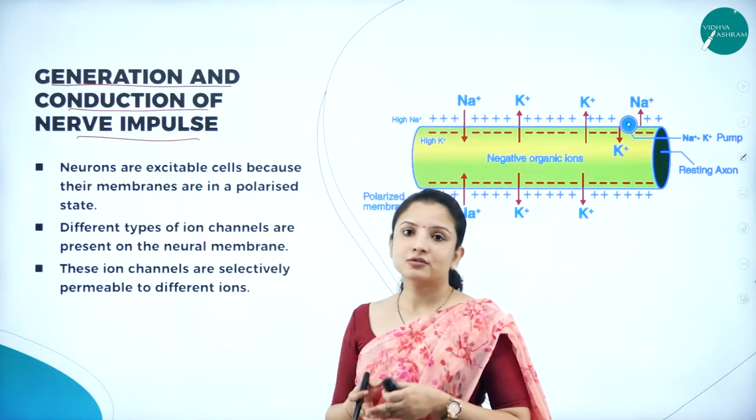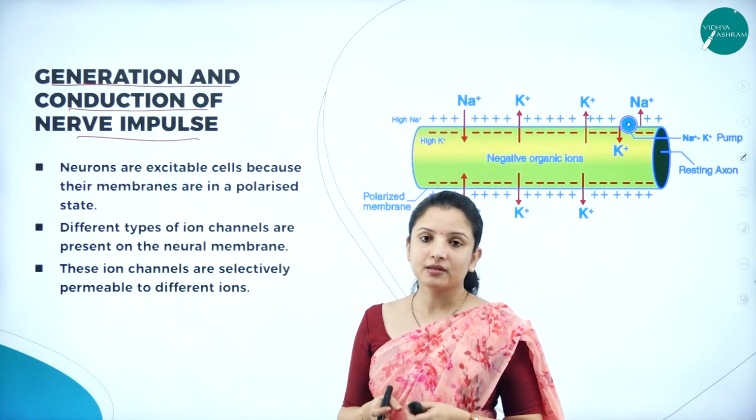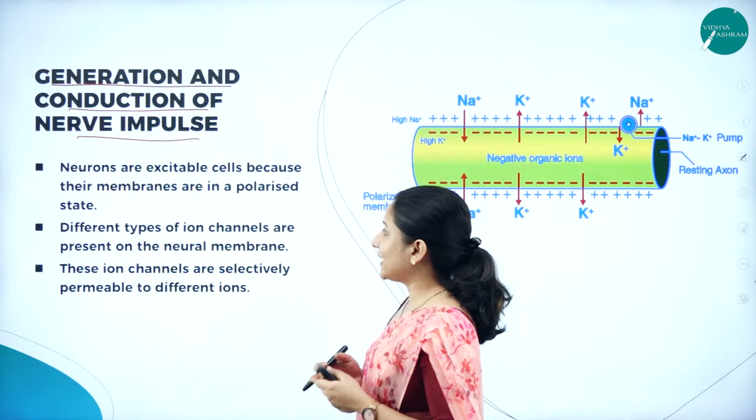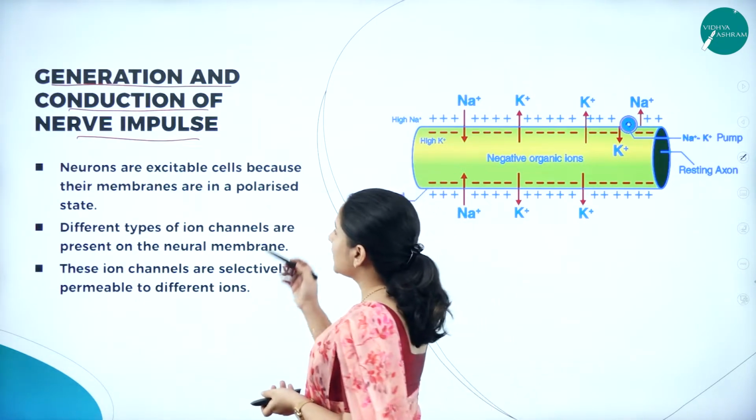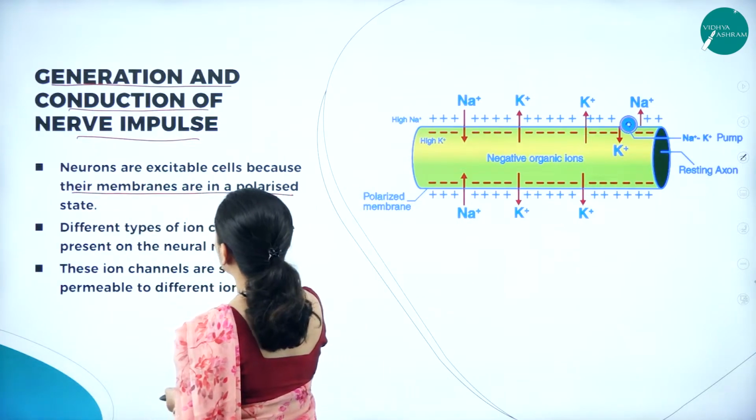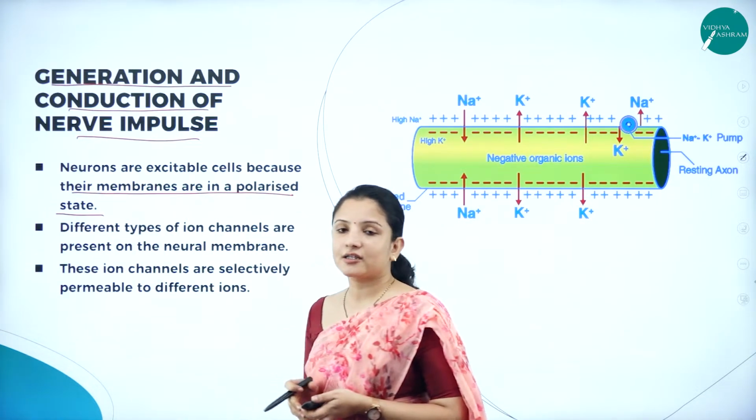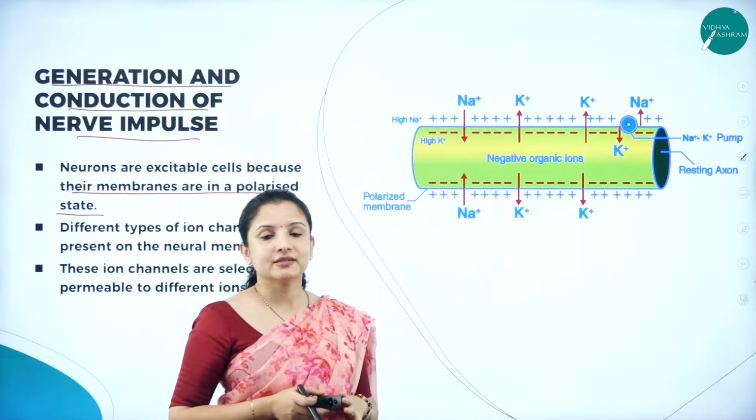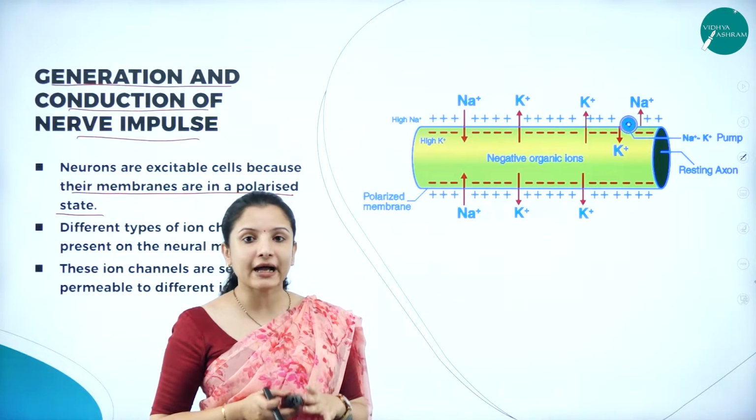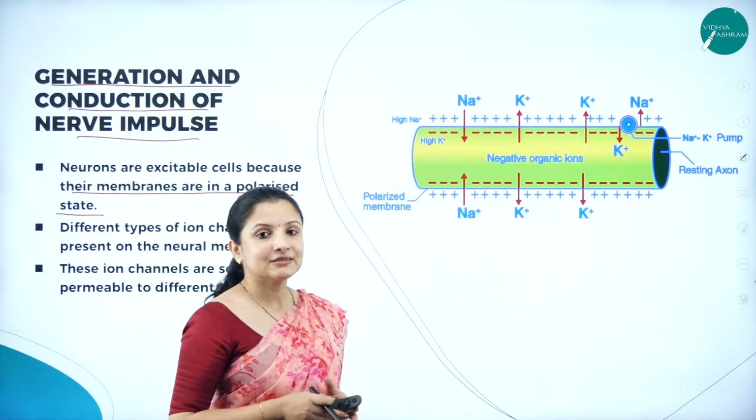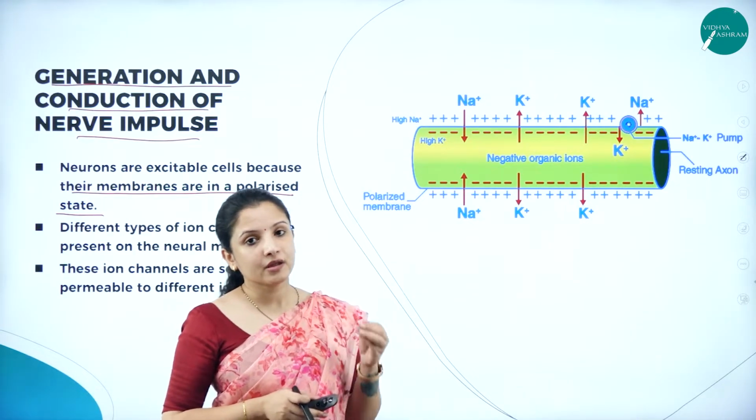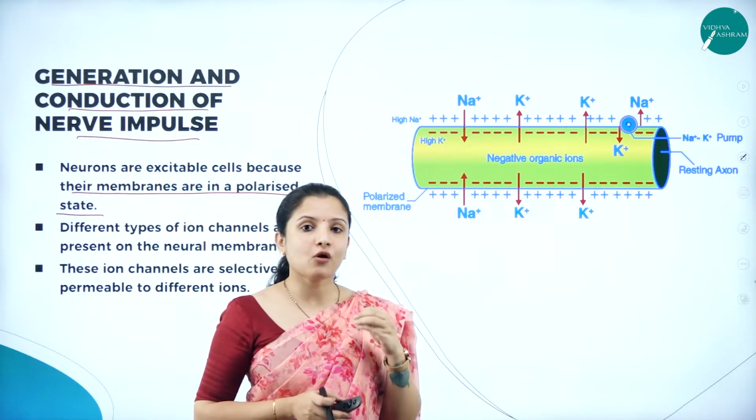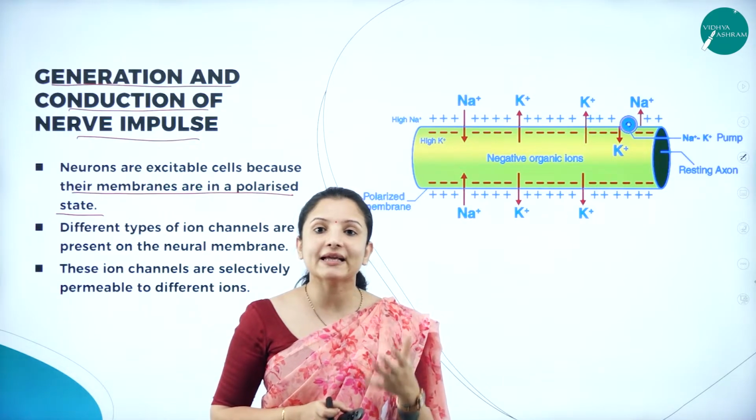So what are neurons? Neurons are nothing but the functional unit of the nerve cells. These neurons are excitable cells, and their membranes are in a polarized state. When I say they are in a polarized state, it means that inside the axon of the neuron it is negatively charged. So when the axoplasm of the neuron is negatively charged, we call such a neuron to be in an excited state.